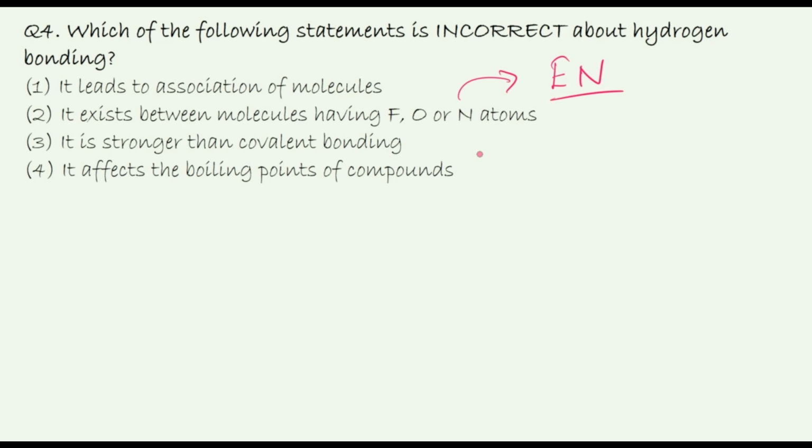It is stronger than covalent bonding. Is it true? Hydrogen bonds are intermolecular forces that are much weaker than covalent bonds. Covalent bonds will have a strength around 200 to 800 kilojoule per mole. But in case of hydrogen bonds, they just require 5 to 30 kilojoule per mole to break. So it is definitely not a correct statement, which makes this the correct answer.